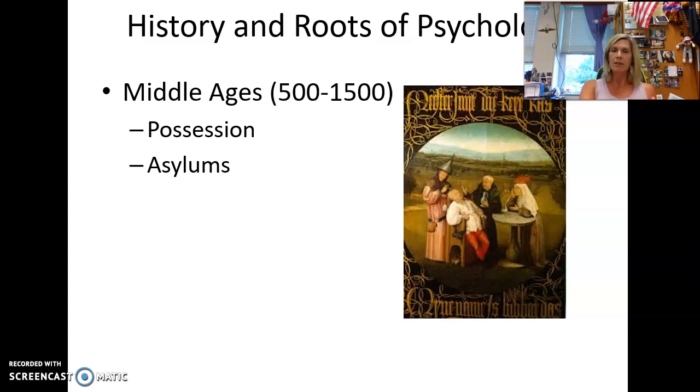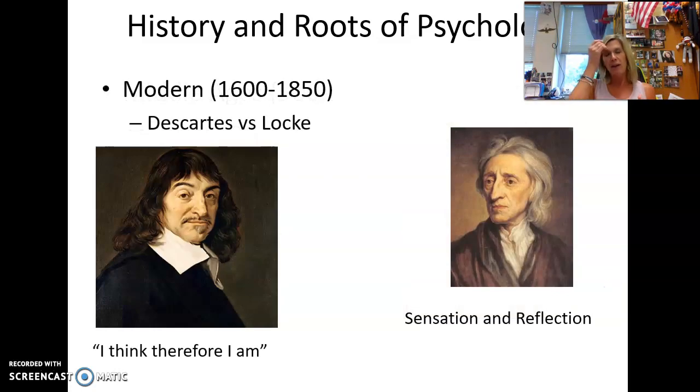Okay. What time period comes after the Middle Ages? So right here, psychology is still moving from a philosophy to more of a science, with the scientific revolution and enlightenment. The scientific revolution helps to begin the modernization of psychology, with René Descartes and John Locke.